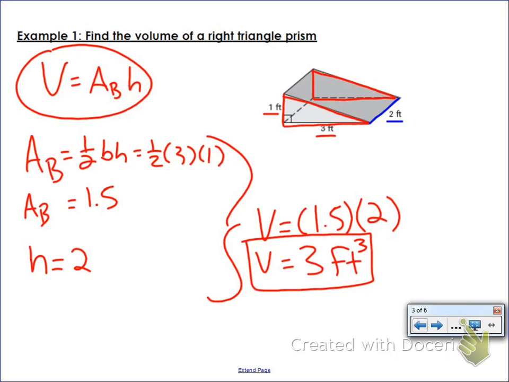So that's going to be it for volume of a prism. Remember that your formula is going to change based on what your base is. In this case, we had a right triangle, so we use 1/2 base times height for the area of a triangle. We could have a rectangle, we could have a hexagon, but that formula is going to change based on whatever your base is. If you have any questions, write them down on the side.